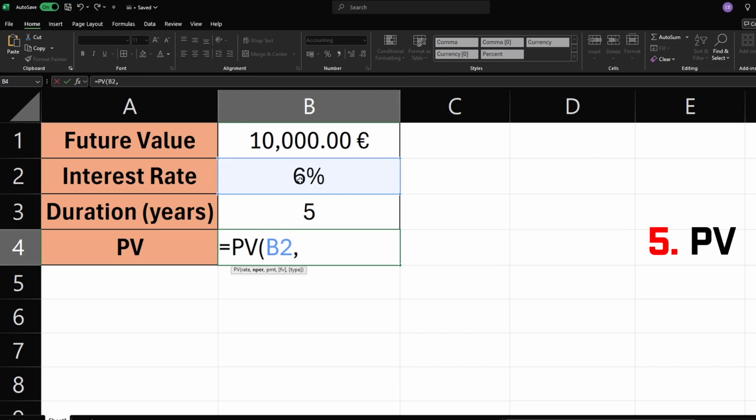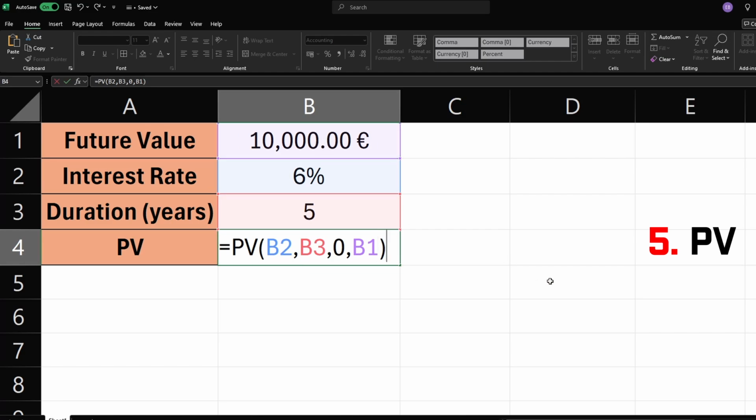Next, enter the total number of periods, for example 5 if you're calculating over 5 years. If you have a regular payment each period, enter it as a negative value, or 0 if there's no recurring payment. Finally, enter the future value, such as 10,000.